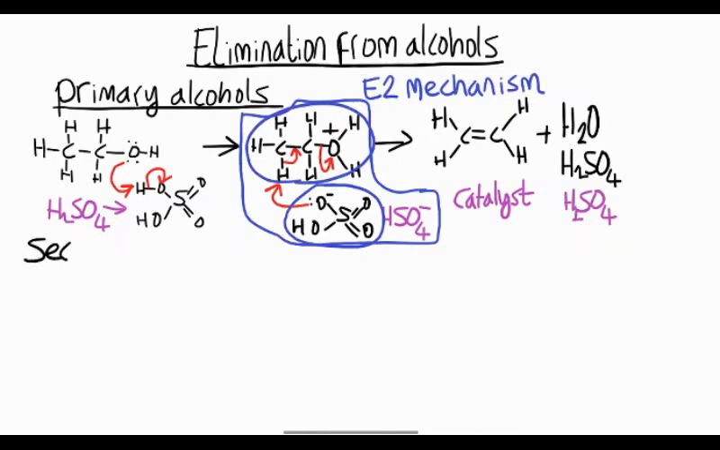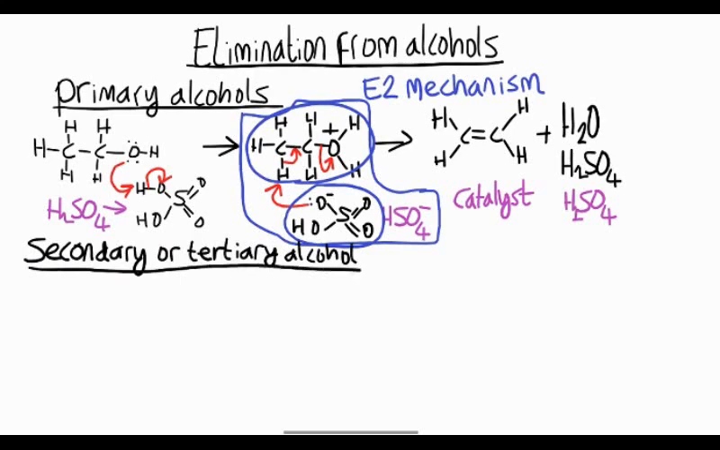But if you have a secondary or tertiary alcohol, the mechanism is subtly different. So let's look at propan-2-ol as an example. That's a secondary alcohol. Propan-2-ol has a hydroxyl group on the second carbon, and because it's now in the middle of a chain, it's a secondary alcohol, but it's still got the lone pairs of electrons on the oxygen. And we're still going to use sulphuric acid as a catalyst, and the first step's exactly the same.